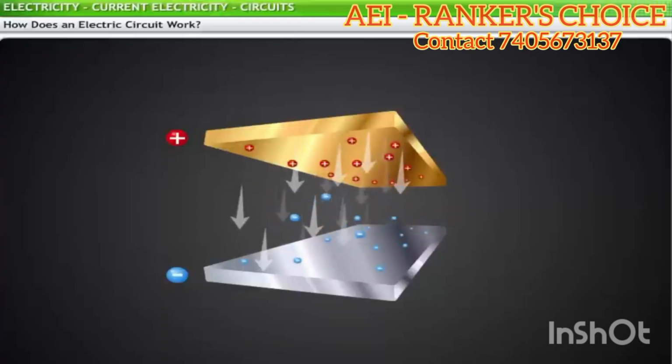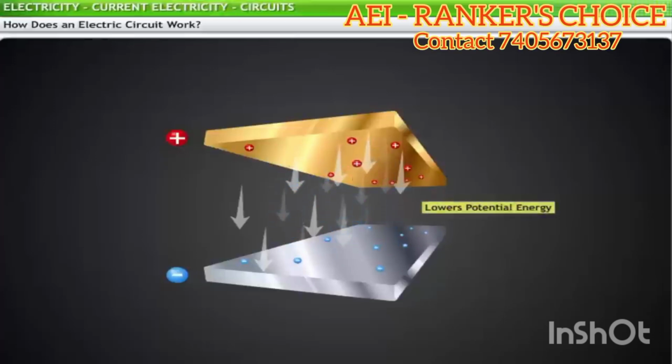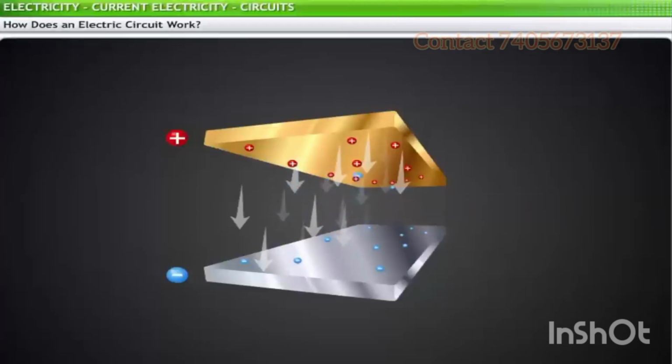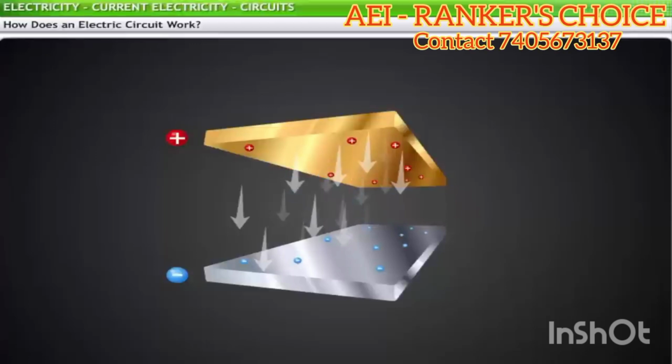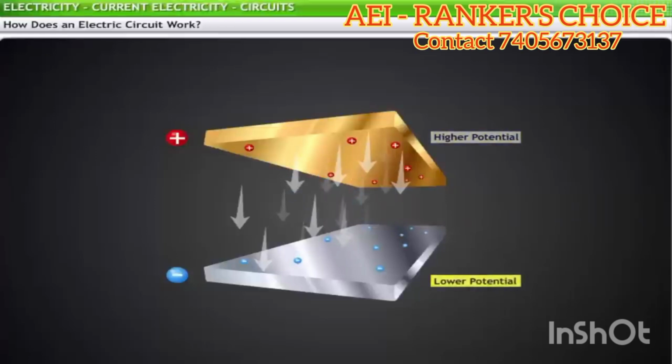A negative charge from the negatively charged plate moves towards the positive plate. This occurs without the need of energy in the form of work. It occurs naturally and thus lowers the potential energy of the charge. In the given arrangement, the positive plate is at higher potential and the negative plate is at lower potential. Thus, there is a difference in electric potential between the two locations.